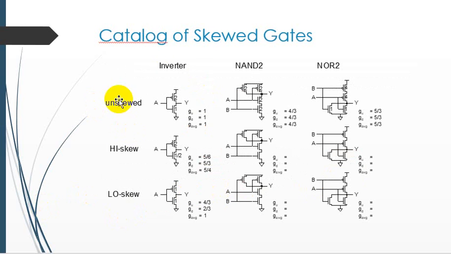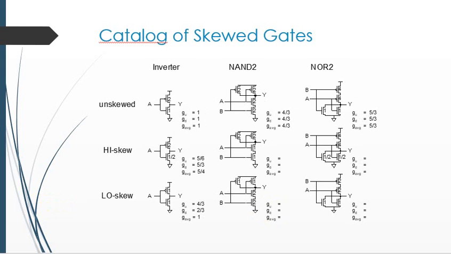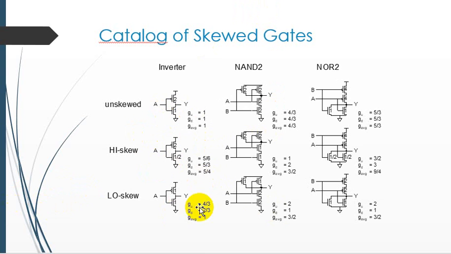So here is basically the catalog of the circuit gates, in which you can see the unskewed inverter, NAND and NOR gates, and the high skewed and low skewed inverter, NAND2 and NOR2. We are going to calculate the logical effort rising and logical effort falling from this catalog, and then finally we will get the logical efforts of all the three main basic gates of CMOS technology.